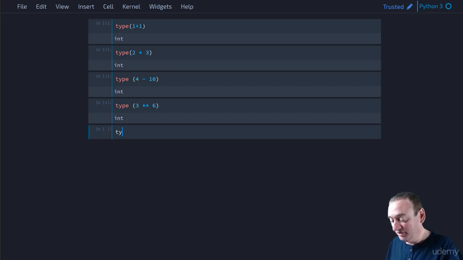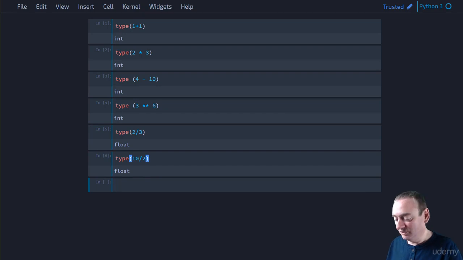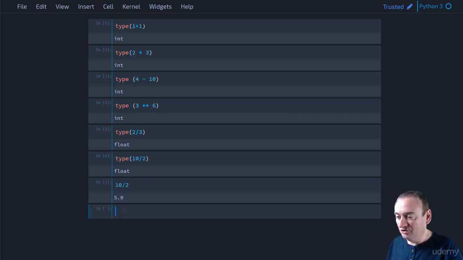Now, division is different. If we do type of 2 divided by 3, we would expect that to be a float, right? Because 2 divided by 3 is 0.666 recurring, and it is indeed a float. Now, what's more interesting is if we do 10 divided by 2. 10 divided by 2 is 5, but the type is still a float. Now, we can print 10 divided by 2, it will print 5.0, right?